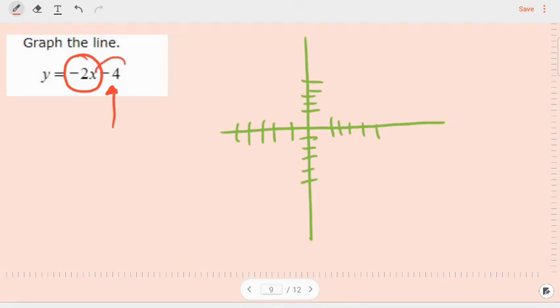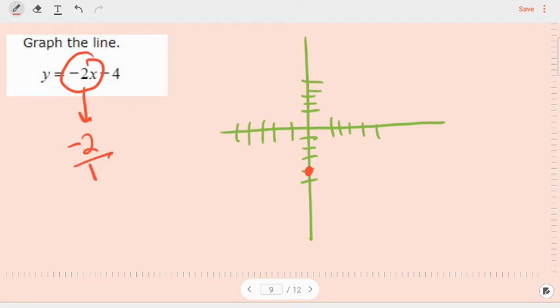Because this says negative 4, I'm going to go onto my graph and start at the center. I'm going to count down 4, and that's going to be my y-intercept. From there, I am going to use my rise and my run. So how do I find my rise and my run? Remember, that's the number next to x, which is negative 2. But right now I only have a rise, I need a run, so I always make it a fraction, I always put it over 1.